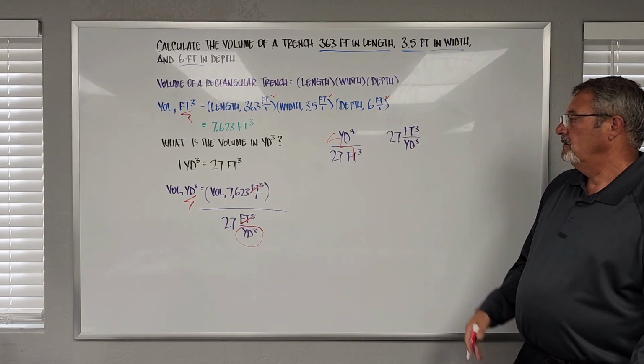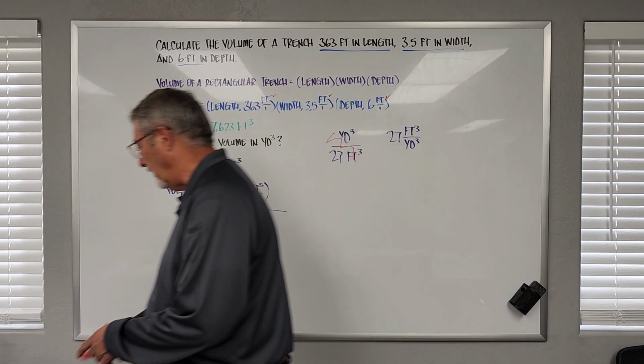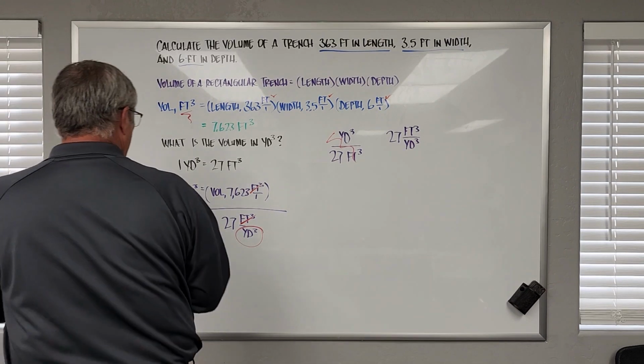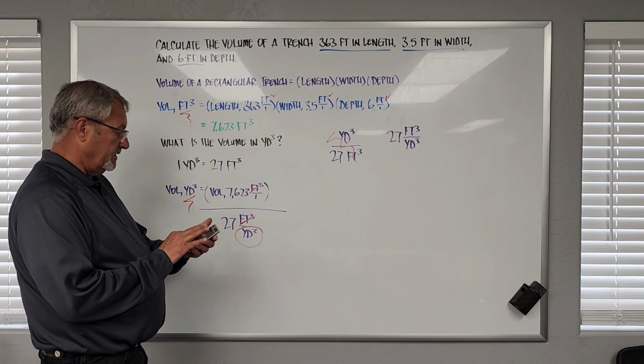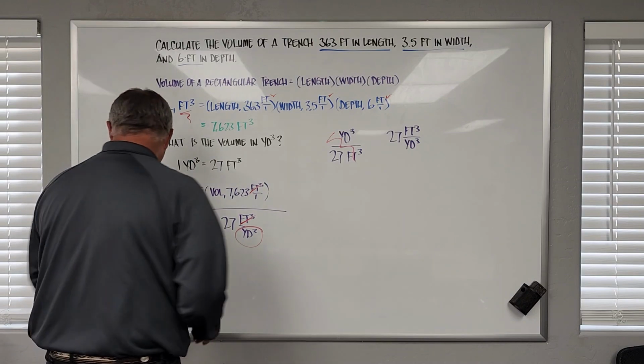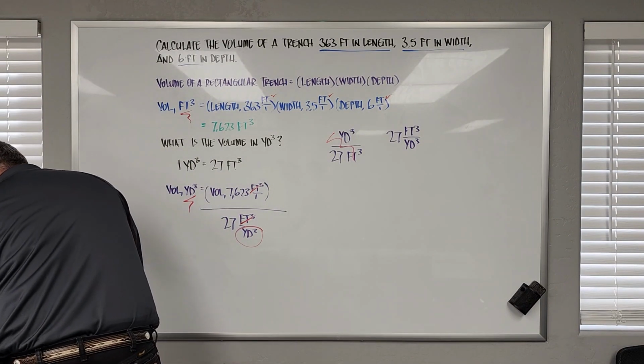So let's see what the answer is. 7,623 divided by 27 gives me 282.3.